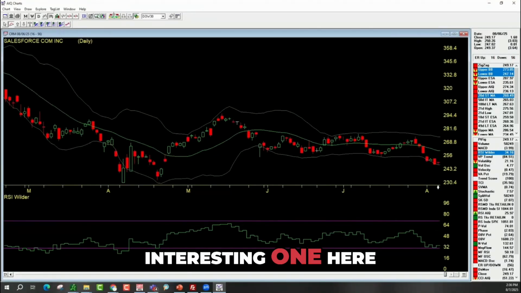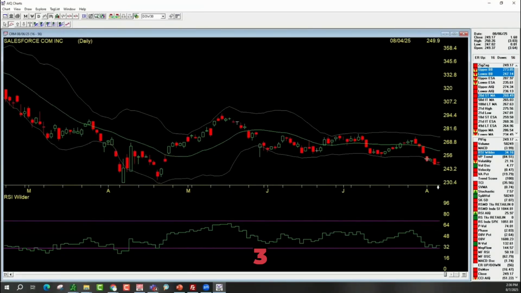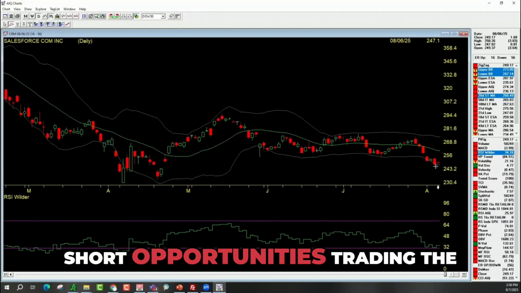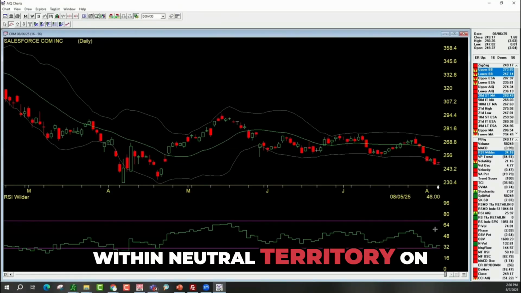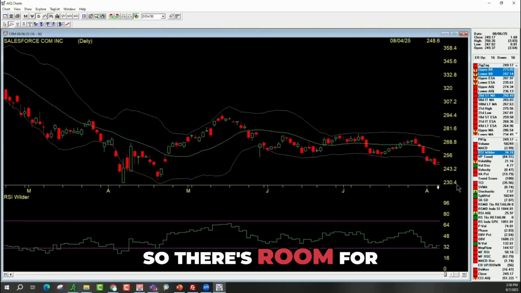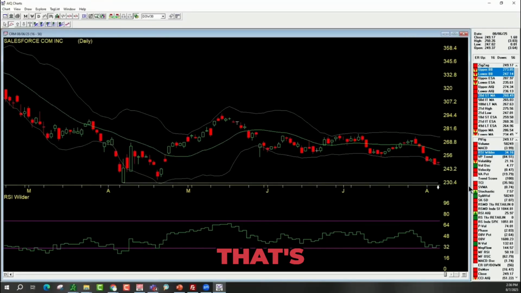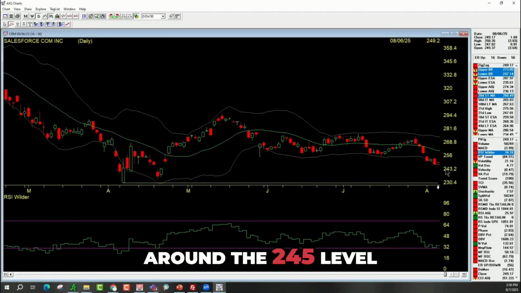Salesforce, interesting one here. This is 1, 2, 3, 4 days along the band here. Short opportunities trading the lower band. Still within neutral territory on the overbought, oversold, so there's room for this to go down. By the way, bear in mind some of the support down here. That's your 230 recent low. So an entry here around the 245 level, you've got about 15 points to the downside before you meet that prior low.